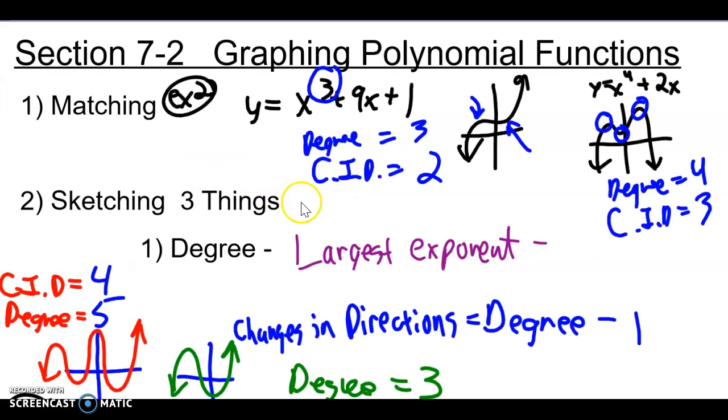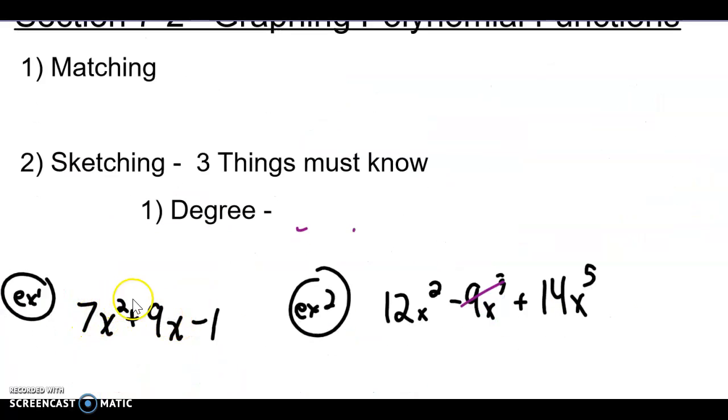A degree is the largest exponent. So if you look at these, we have exponents of 2, 1, and no exponent. So this one, the degree is 2. This one, the exponents are 2, 3, and 5. The degree is 5, even though they're not in descending order the way they should be. So you need to know what a degree is.